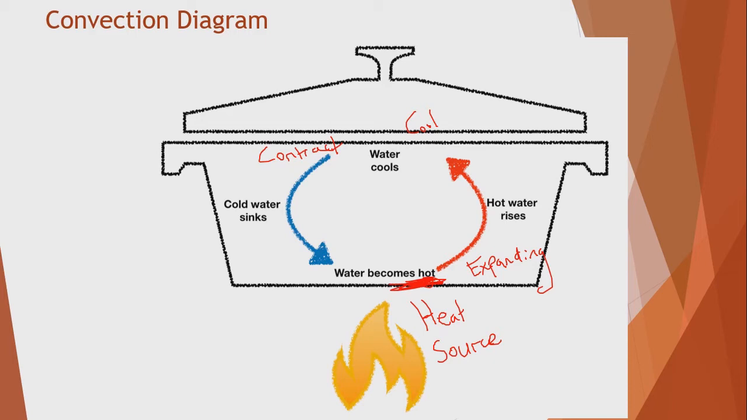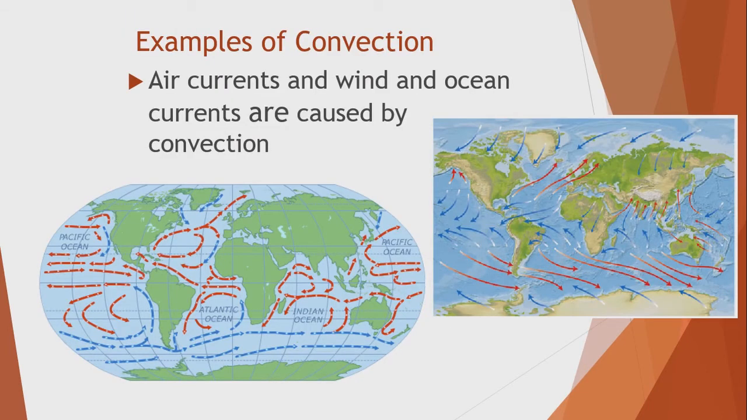So this circular motion where you have heat at the bottom causing something to expand, become less dense, rise to the top, where it cools and contracts and then sinks back down, that circular motion is convection. And lots of things in the world depend on convection.